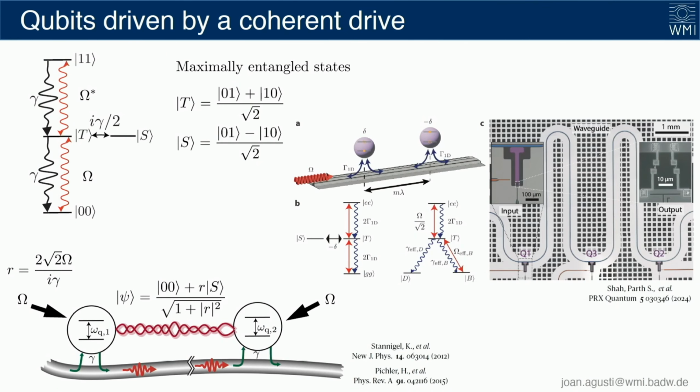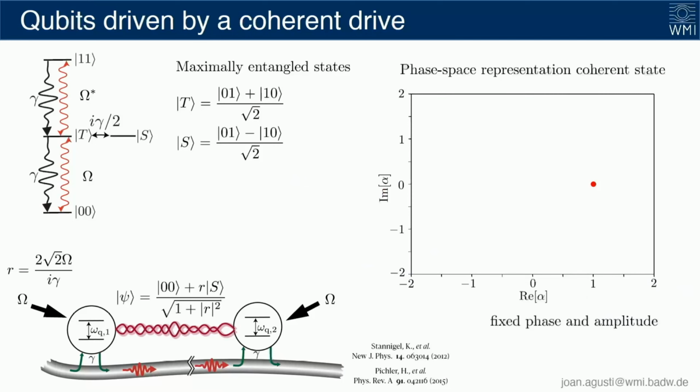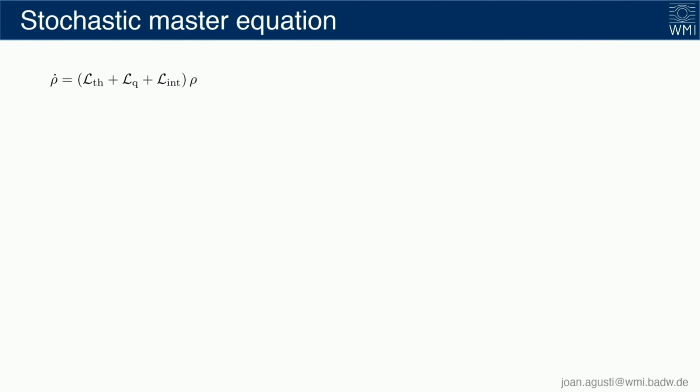And I would like to emphasize that the phase space representation of a coherent state, this is just a parenthesis, I will make more sense of it later on, is just a dot in phase space, which is well defined. So now let me close the parenthesis and try to make you understand why this was important.